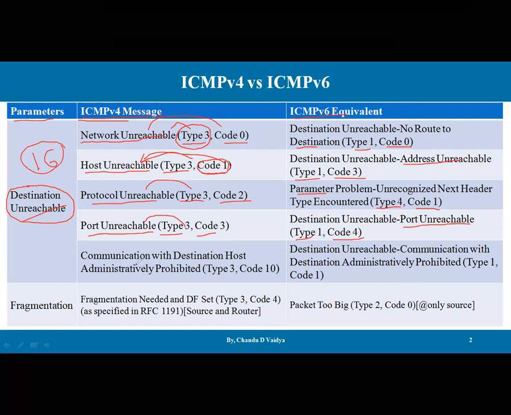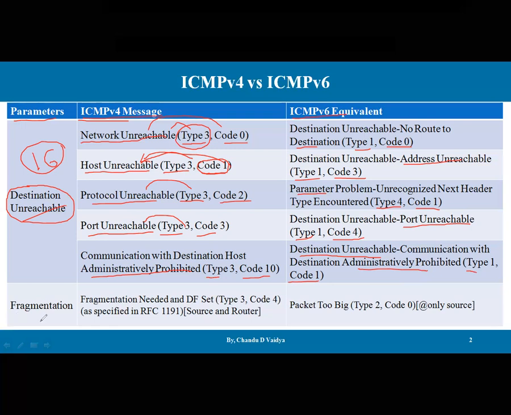Next, communication with the destination host is administratively prohibited. The administrator, who has the rights to set up everything, has prohibited communication with the destination host and doesn't want to allow others to communicate with it. That is type 3 and code 10. In version 6, destination unreachable, communication with the destination administratively prohibited, is type 1 and code 1. So this is the theory about the differences related to destination unreachable.